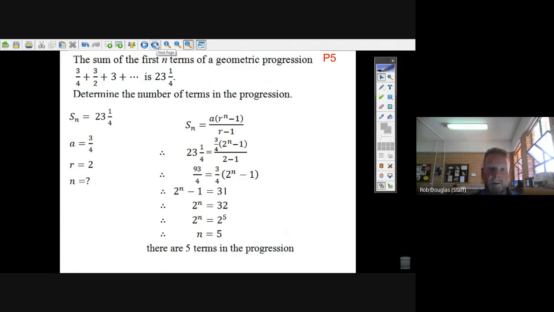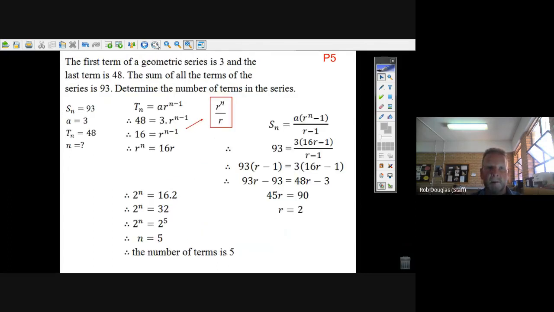Well, that's how it works. That was pretty quick, so you might have to play it over again and look at the question a little bit carefully. Here's the last example we're going to look at. The first term of a geometric series is 3, and the last term is 48. The sum of all the terms is 93. Determine the number of terms in this series. Okay, well, write down what you know. You know the first term is 3. You know that the last term, Tn, is 48, but you don't know what n is. And so n is your big question mark here.